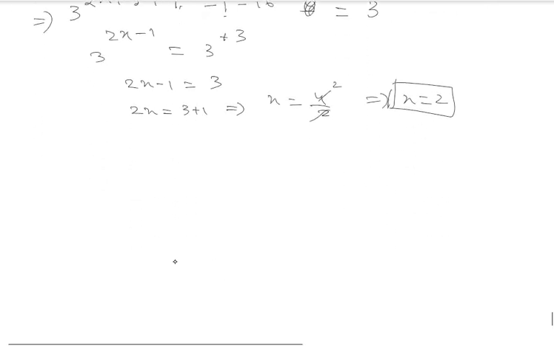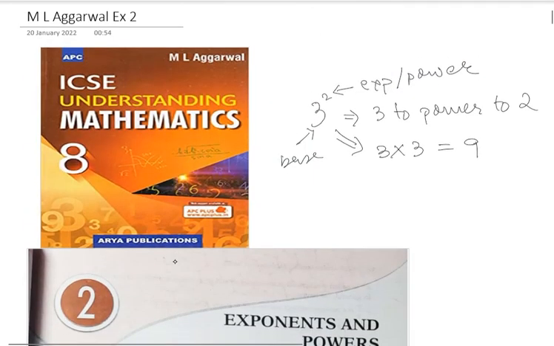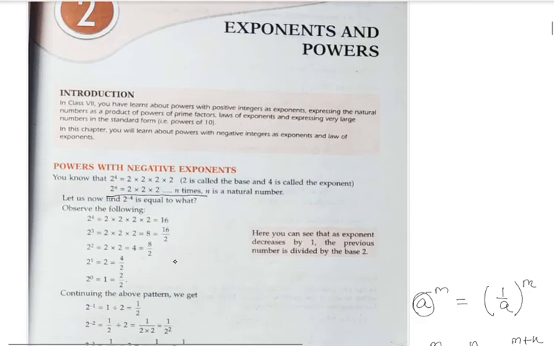So with this sum, we actually complete the exercise 2, and it has only one exercise. So that is also completing the chapter exponents and powers.